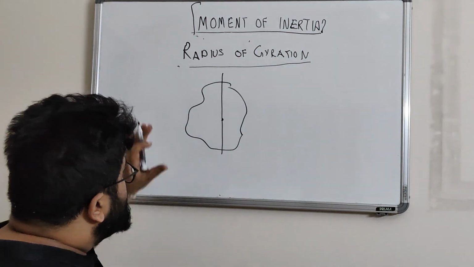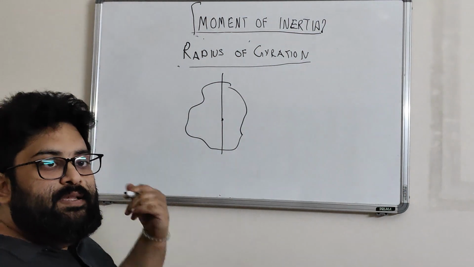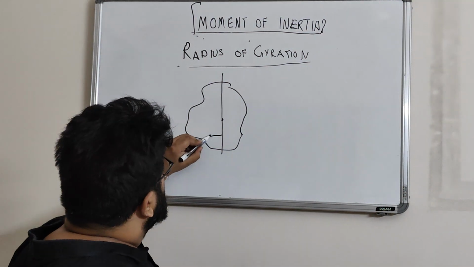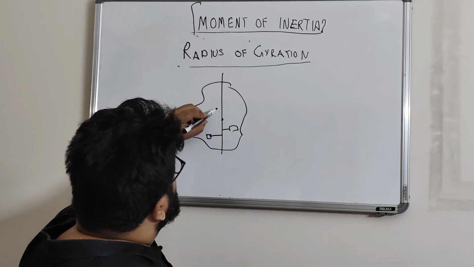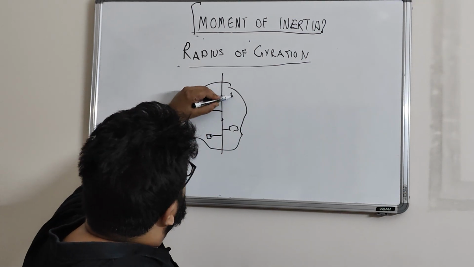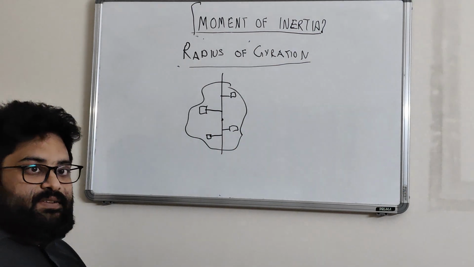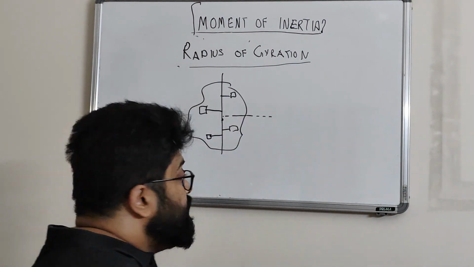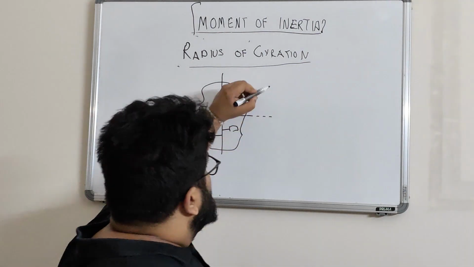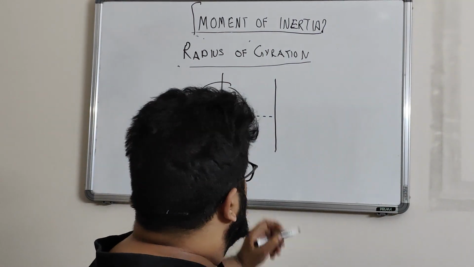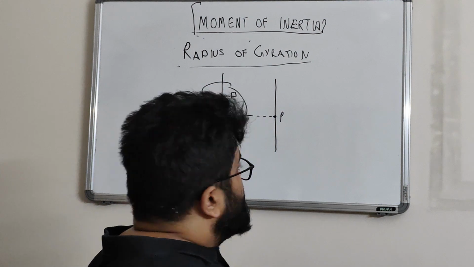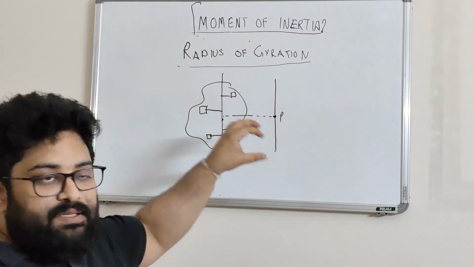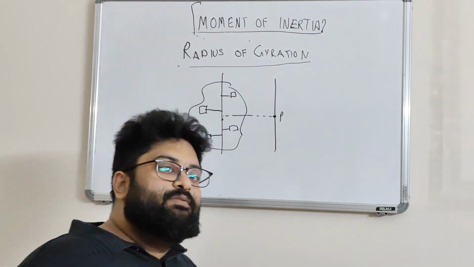Okay, so let's just see, for this body there is an axis of rotation about which this body is rotating, right? It has a mass distribution in different places. Now what is the radius of gyration? The radius of gyration is the perpendicular distance of an axis to a point P, where if you concentrate that mass distribution at that point P, that moment of inertia will be the same.